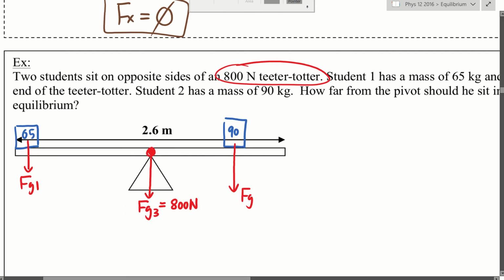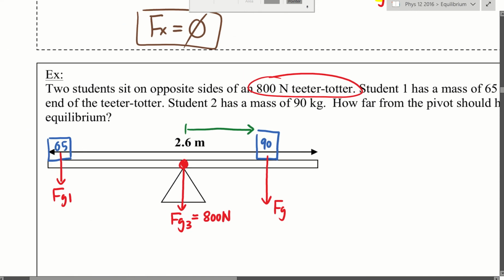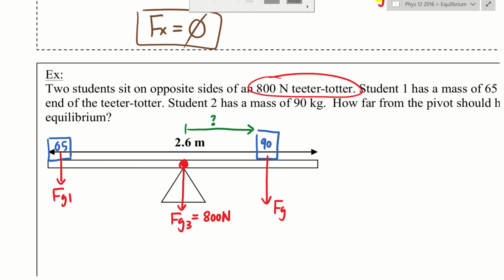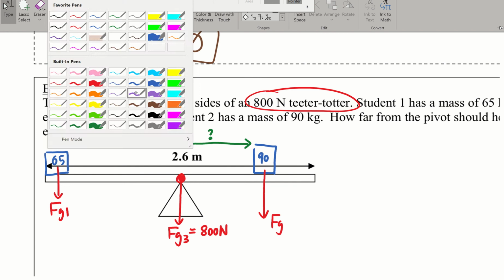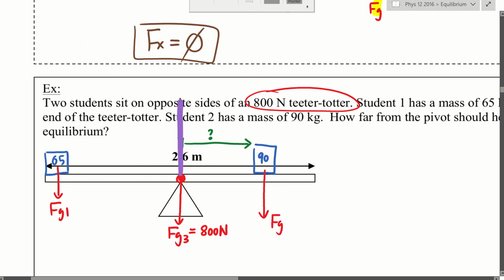So the question is, well, how far do you want the 90 kilogram kid to move? Now, I know that the 65 kilogram kid is going to sit all the way to the end. Okay, all the way to the end. But the question is, where should we ask the 90 kilogram kid to actually sit? Now, this picture is not done yet because technically I have 3 forces that go down. Who is going up? If no one's going up, how is this system not submerging underground?